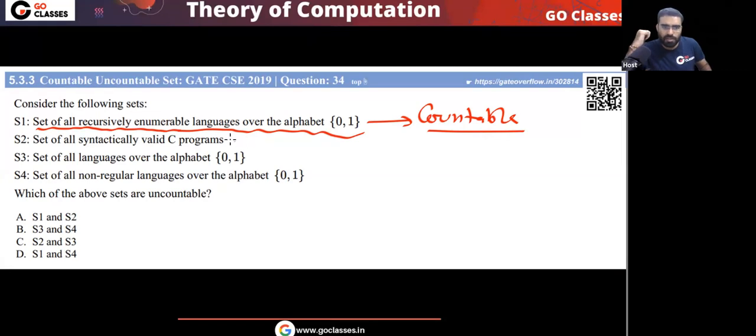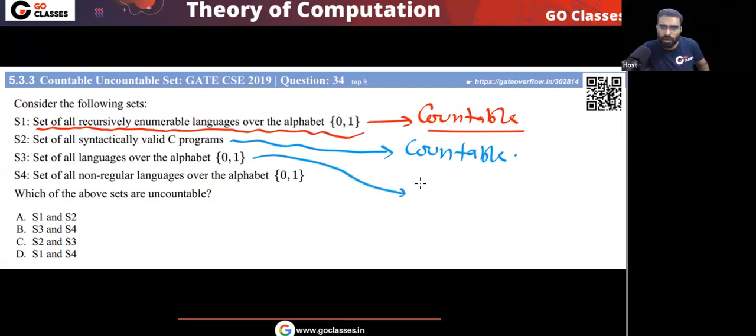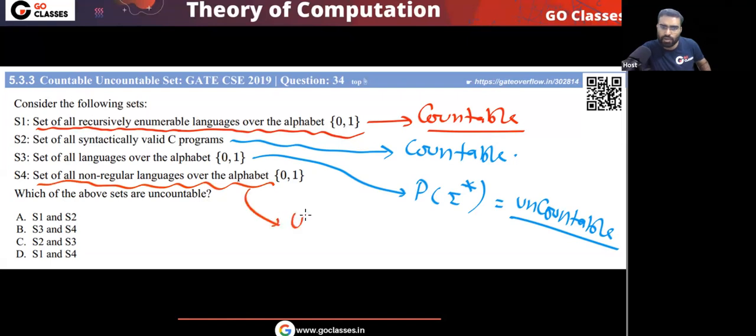Okay. What about the set of all valid C programs? See, the set of all programs is countable. What about the set of all languages? The set of all languages is the power set of sigma star, and this is uncountable. And what about the set of all non-regular languages? That is also uncountable.